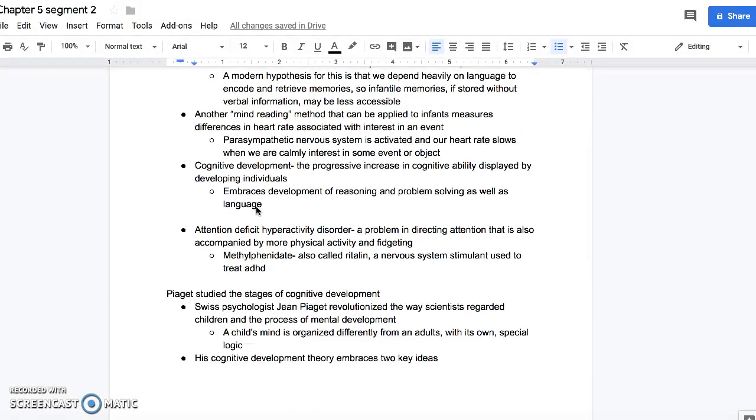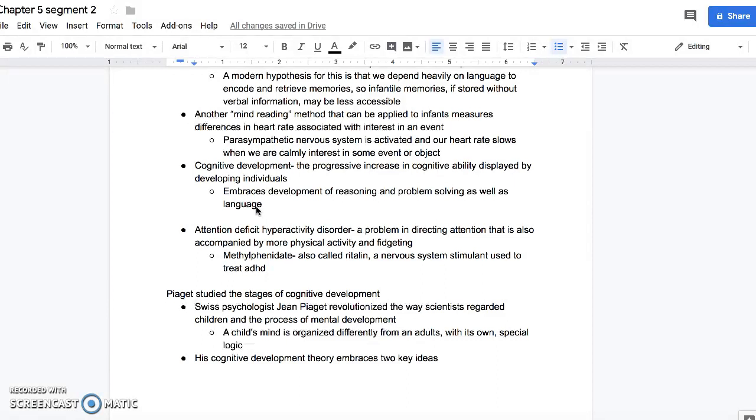Another mind-reading method that can be applied to infants measures differences in heart rate associated with interest in an event. In this, our parasympathetic nervous system is activated, and our heart rate slows when we are calmly interested in some event or object. The more interested the infant is in an image, as measured by how long it takes to distract her, the more her heart accelerates.